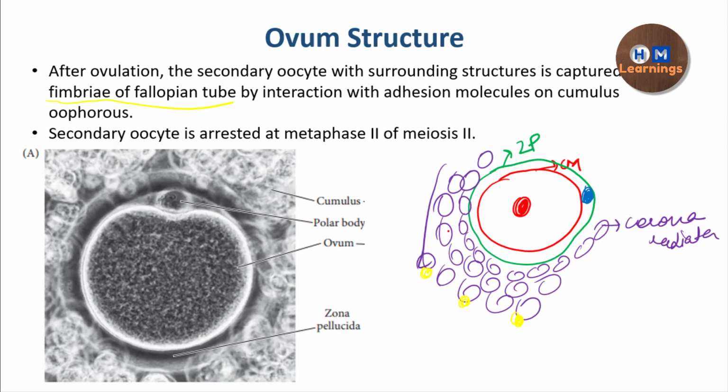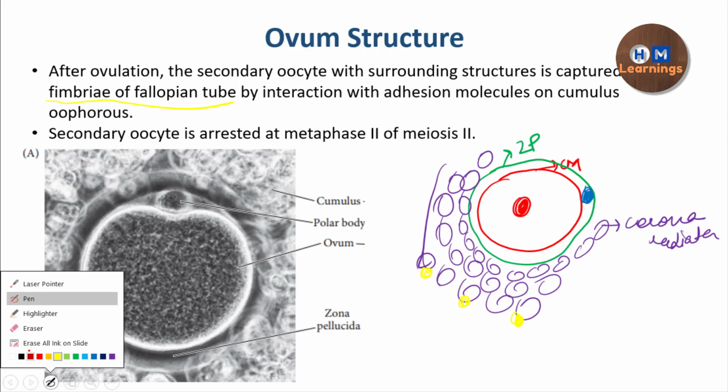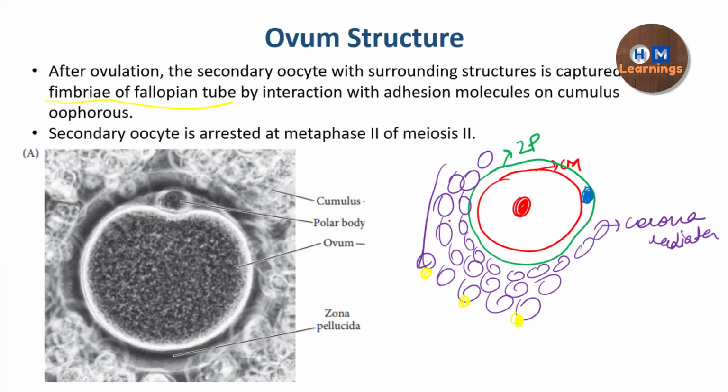And these granulosa cells are adhered to each other by the help of a matrix called hyaluronic acid. You have to remember all these points, because this knowledge is required to understand fertilization. The sperm has to reach here and fuse with the cell membrane. So before that, it has to penetrate all these layers which surround the secondary oocyte.